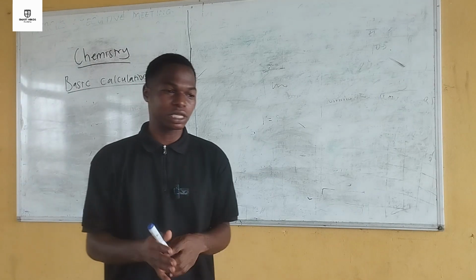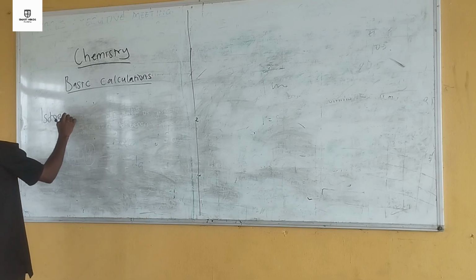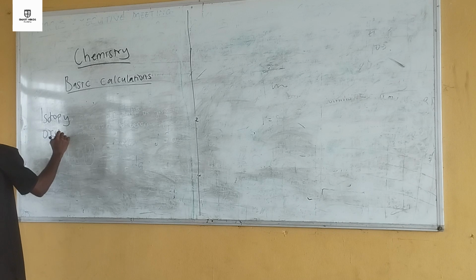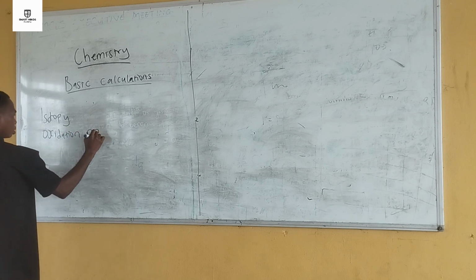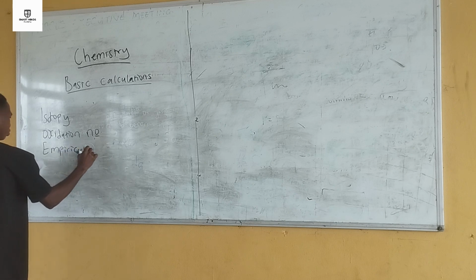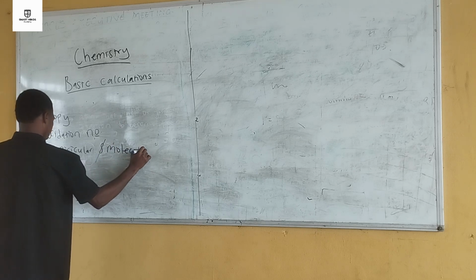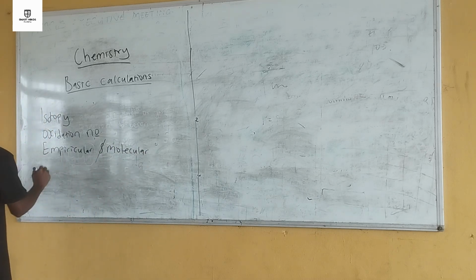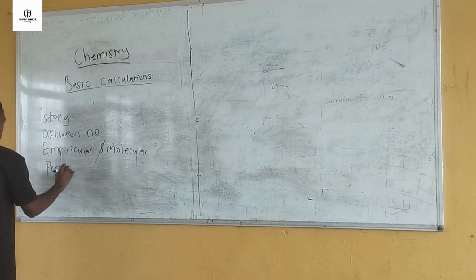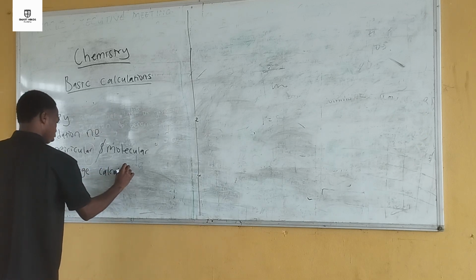That's basic calculations in chemistry. That's the topic. For basic calculations in chemistry, that is isotopy, and there are calculations under it. We'll be doing oxidation number, then empirical and molecular formula, two of them go along, and then we'll be doing percentage calculations.